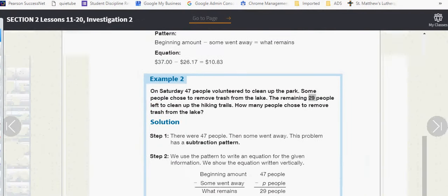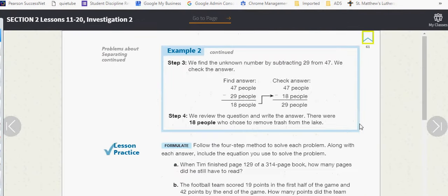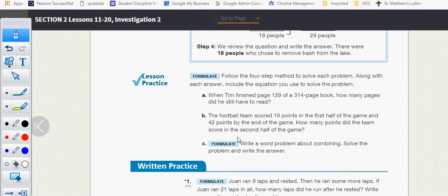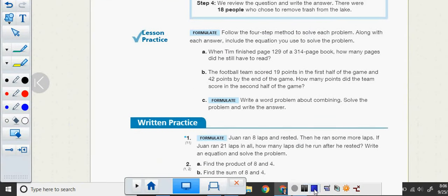Hope we're feeling good. You can always talk to me if you're having a hard time. It explains this in Example 2. Why don't you just pick A, B, or C, do one, show me the answer with work, and you'll be best on your way.